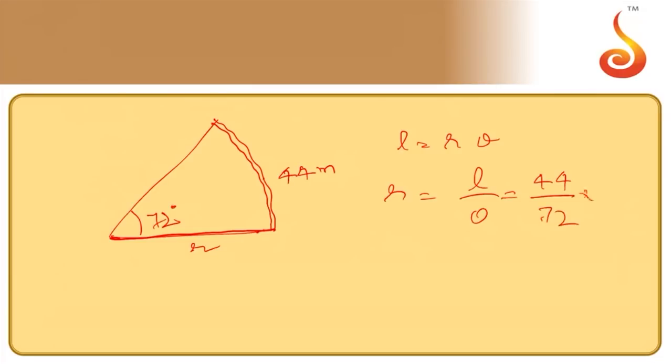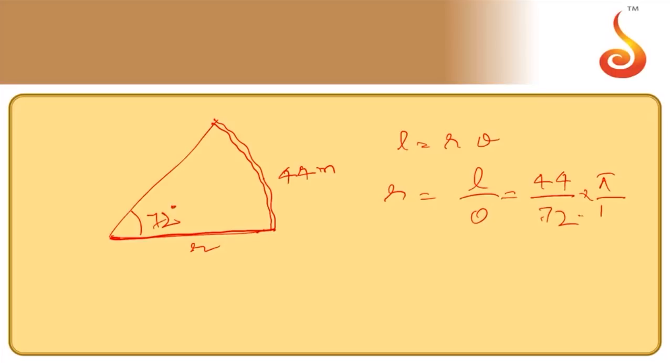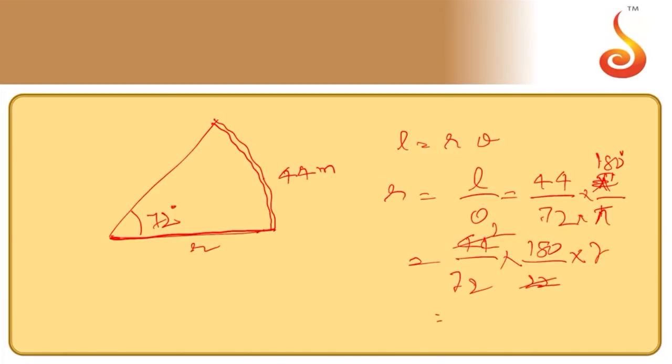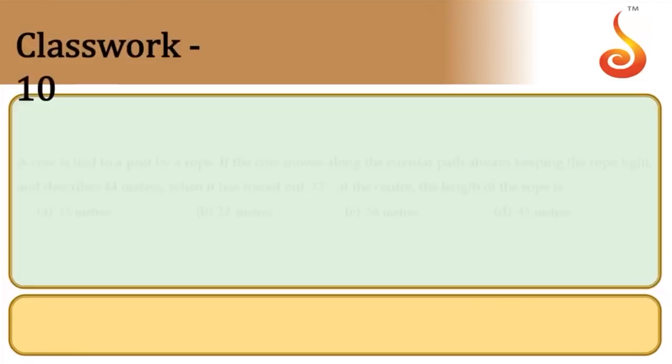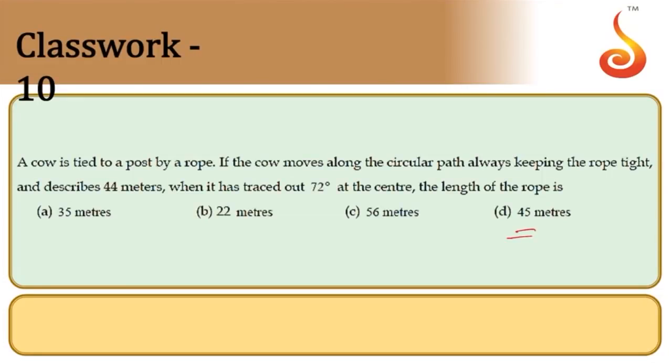But that should be in terms of radians, so it can be converted by multiplying by pi by 180 degrees. That is equal to 44 divided by 72 multiplied by 180 by 22 by 7. When you simplify, you will get 35. So the answer is 35, the radius, which is the length of the rope. The first option is the answer. Yes, the answer is A.